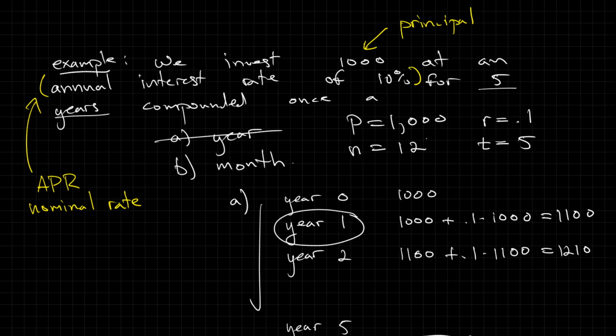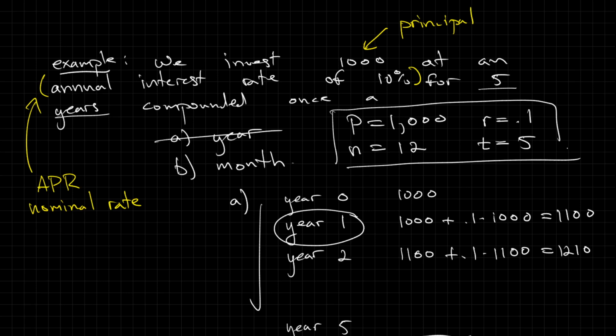Now, one thing I will note is that there is some terminology that is used in terms of the number of times it's compounded per year. So for example, quarterly would mean 4 times a year. Semi-annually would mean 2 times a year. Weekly would be 52 times a year. And of course, monthly is 12 times a year. Okay, so this identifies all of the information that we need for our formula.